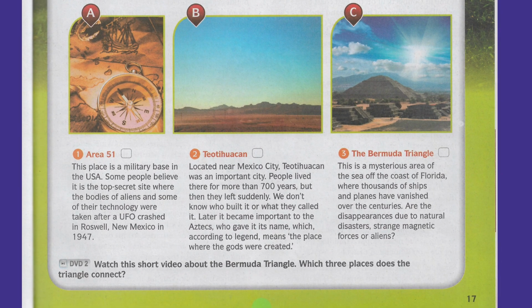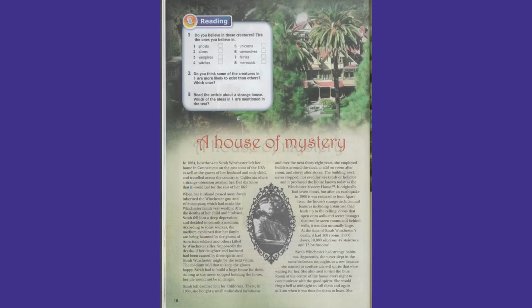At the bottom part here, as you can see, there's a little sentence, a logo that says DVD 2, watch this short video about Bermuda Triangle and which 3 places the triangle connects. I hope this will be available in a separate CD so that we can show our students what we have from the textbook, and it's going to be really interesting, I presume. Let's go to the next page.